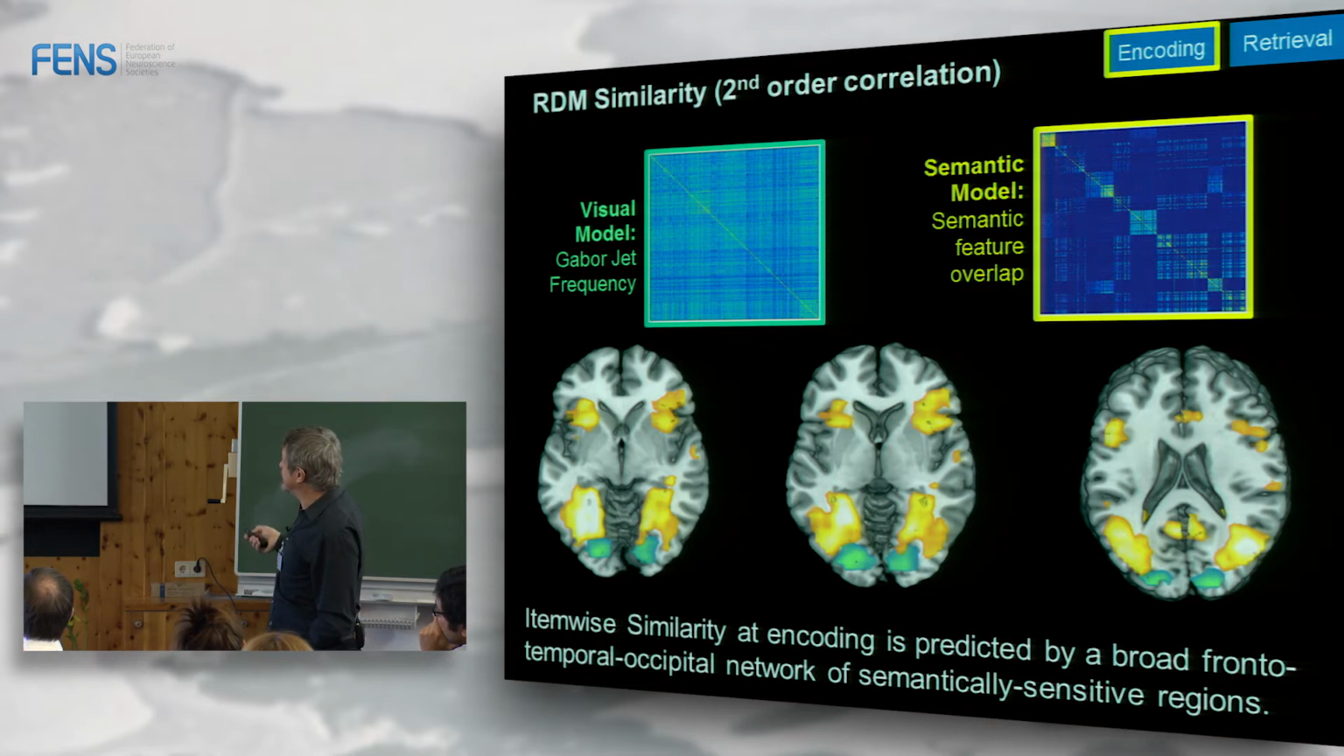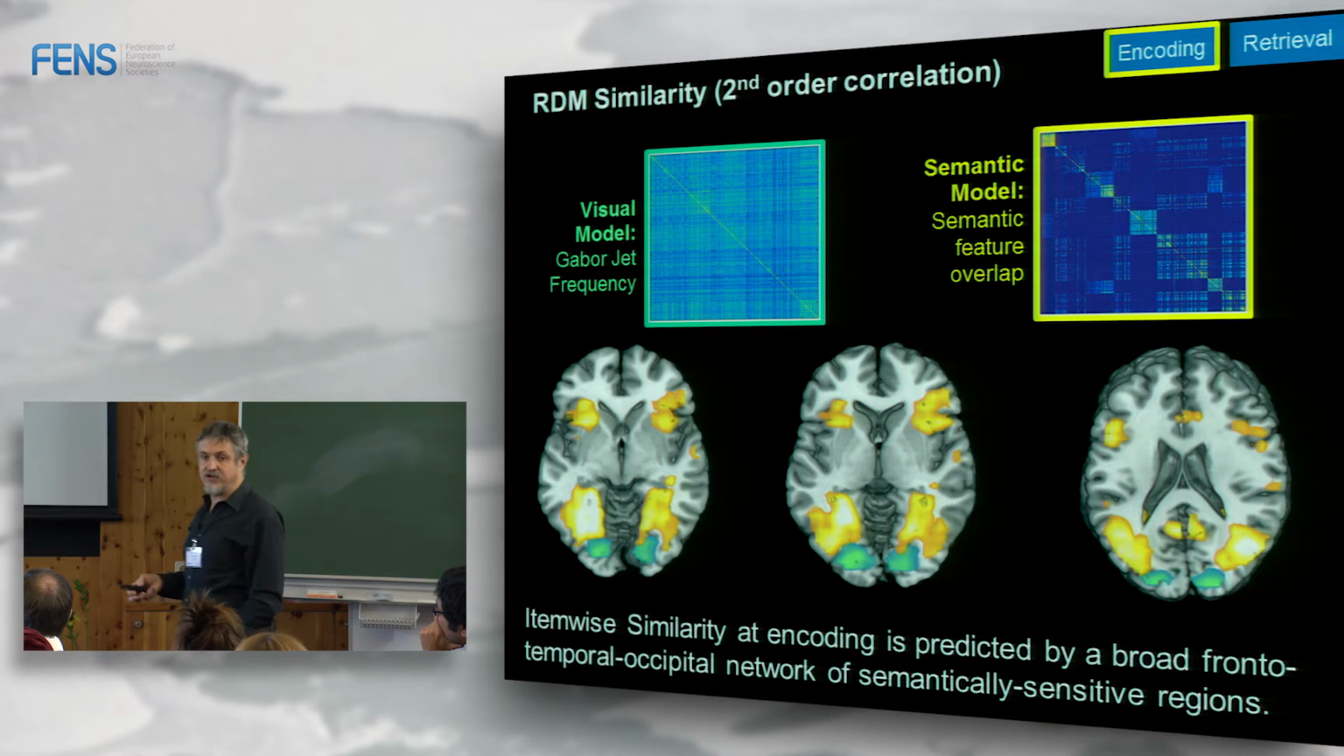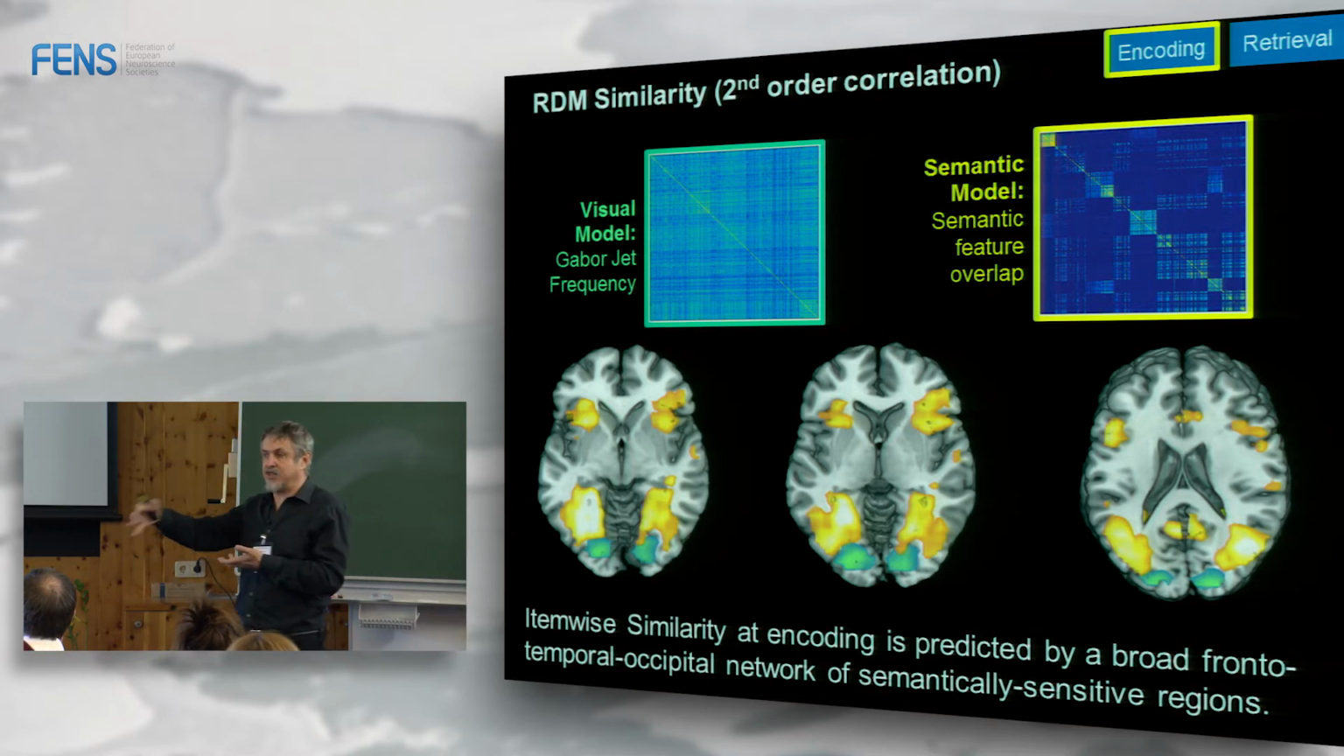When we did a first analysis just based on encoding, you see the visual model and the semantic model, and as expected, you get regions where similarity across voxels is correlated. The second order correlation with the Gabor jet is in primary visual areas, whereas the semantic model extends more anteriorly into the ventral pathway, but also frontal areas. So this confirms what has been shown many times in semantic studies: the back of the brain stores visual features, and as you move along the ventral pathway to the frontal lobes, you start storing semantic features.